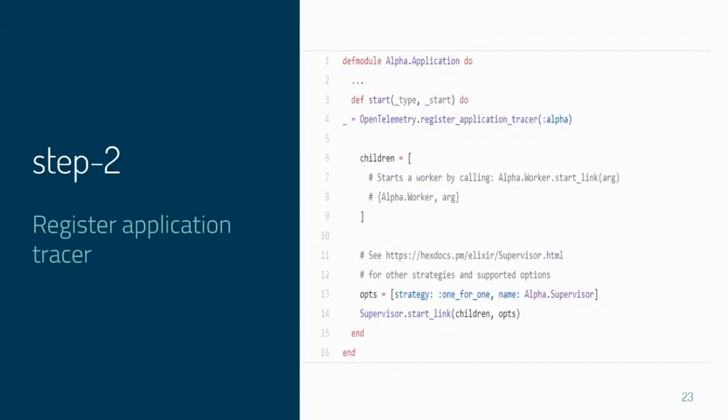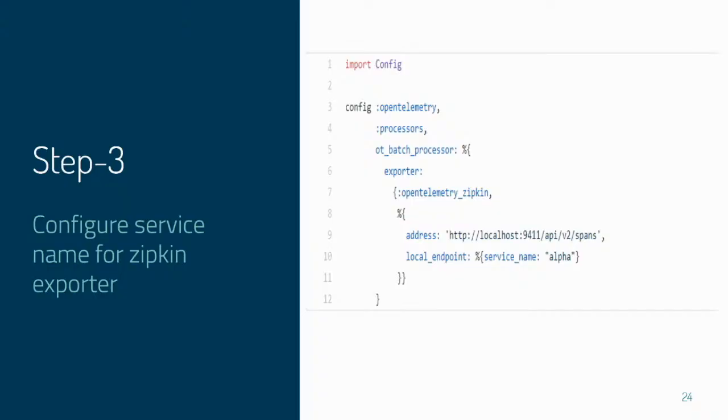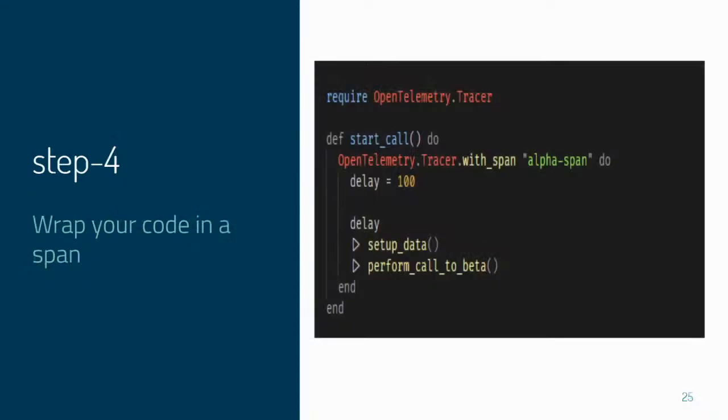Here I am registering my application as alpha, as you can see on line number 4. Then you have to tell what the service name will be for the collector. Right now I'm using OpenTelemetry Zipkin.